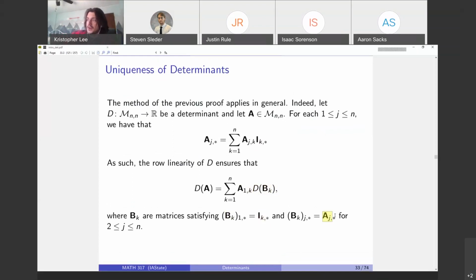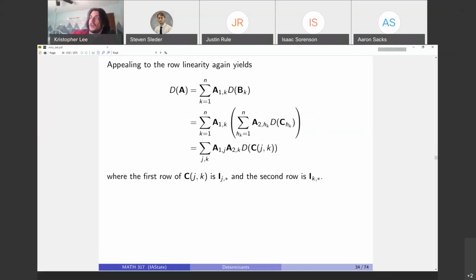And the other rows are held fixed. And then we repeat. So we repeat this process. For each b sub k, we find a collection of c sub hk's that run from 1 to n, where the first row of the ck's is the first row of the bk, and then their second row is the appropriate row of the identity matrix, and then the other rows are held fixed.